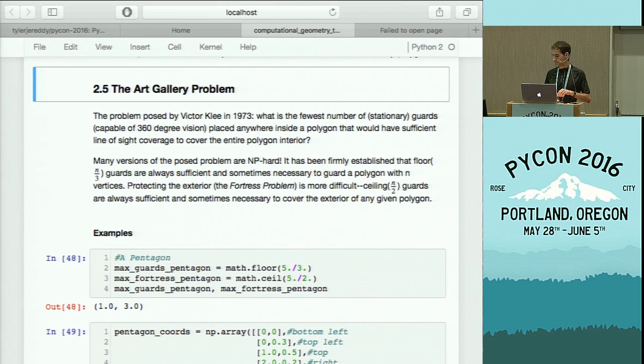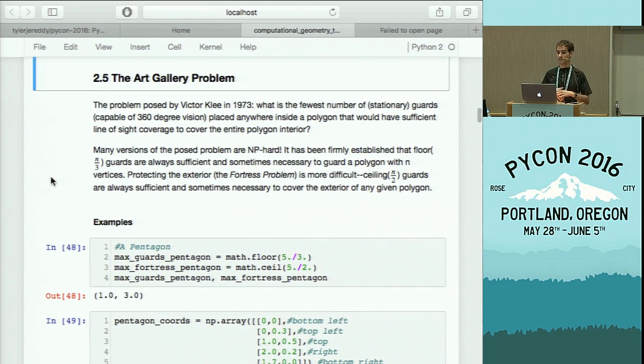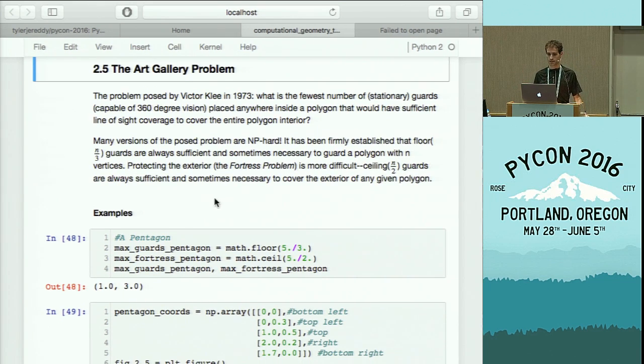And the question is, what is the fewest number of stationary guards, or you can even imagine surveillance, like CCTV cameras that are capable of rotating 360 degrees, placed anywhere inside a polygon that can basically cover the entire thing. So how many guards do you need to cover any arbitrary polygon? It turns out that many versions of the problem are basically algorithmically intractable. So the lingo is that they're NP-hard problems.